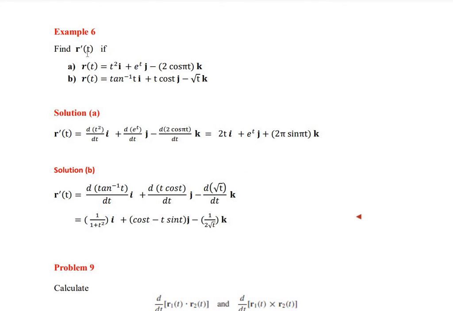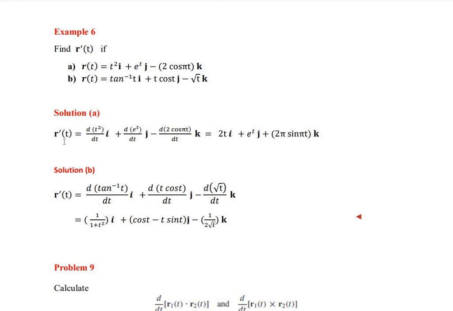So one example, find vector r dash of t if vector r of t is equal to t square into i cap plus e raised to t into j cap minus 2 cos pi t into k cap. Then the next one is vector r of t is equal to tan inverse of t into i cap plus t into cos t into j cap minus root 2 t into k cap.